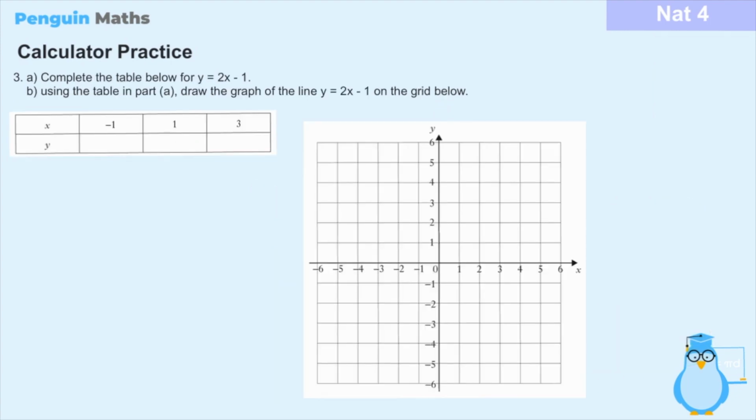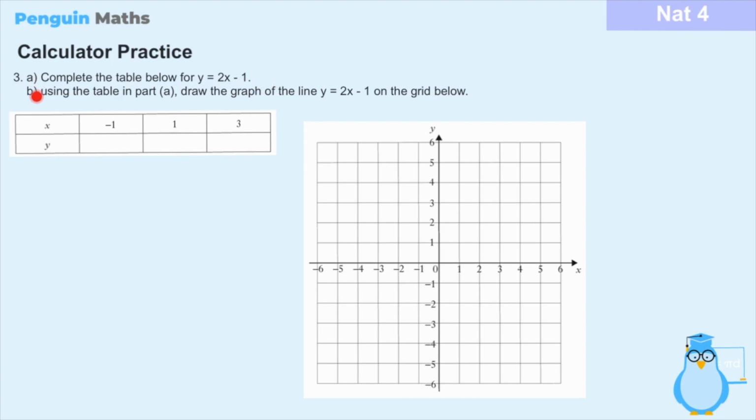Okay, so question 3, we are told that for part A, we have to complete the table for y is equal to 2x minus 1. So we know that an equation like this tells us that it's going to be a straight line, because the relationship between y and x is linear, and it also takes up the form y is equal to mx plus c, which is the general equation of a straight line, so that's good.